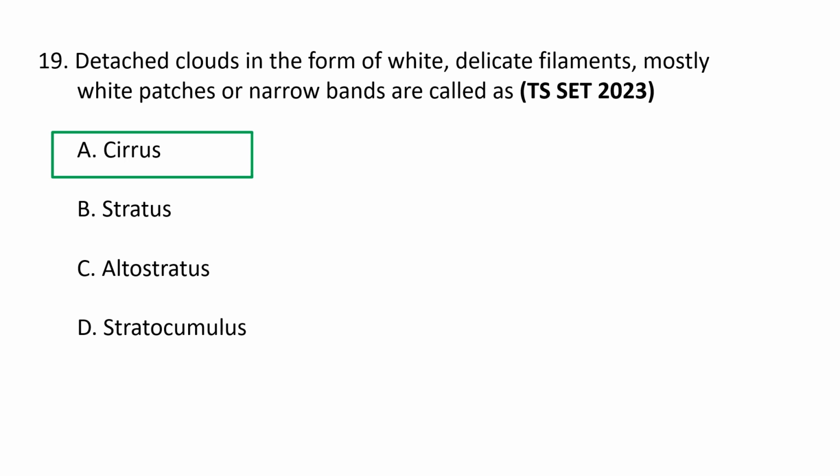So detached clouds in the form of white delicate filaments, mostly white patches or narrow bands, are called cirrus. Cirrus clouds are very short and detached hair-like clouds found at high altitudes. These delicate clouds are wispy with a silky sheen, or they look like tufts of hair. In the daytime they are whiter than any other clouds in the sky. So A, cirrus, is the correct option.